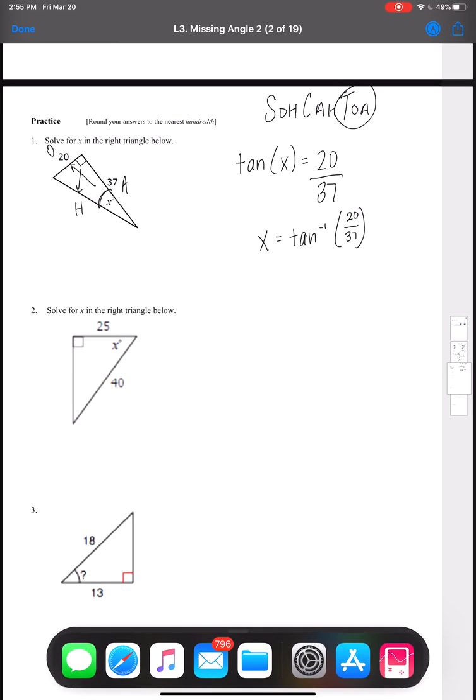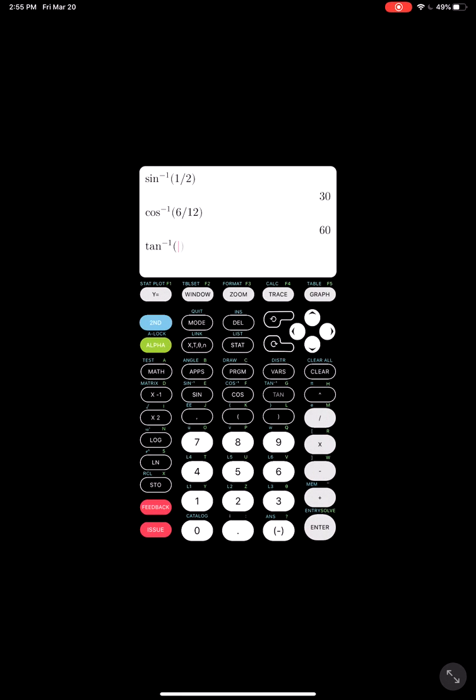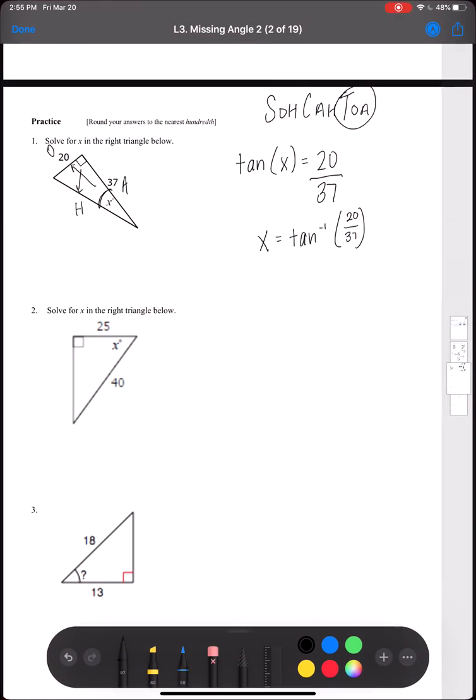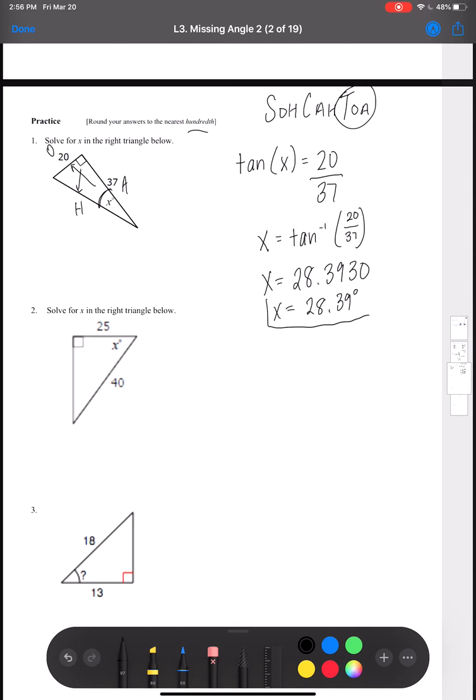And again, we go right to our calculator. Inverse tangent 20 divided by 37. And we get 28.393019, blah, blah, blah. I don't really remember what we were rounding to, so let's cut it off at 28.3930. So, hundredth, okay, hundredth. So the hundredth place, we're going to have two decimals. So x is equal to 28.39 degrees. Okay.